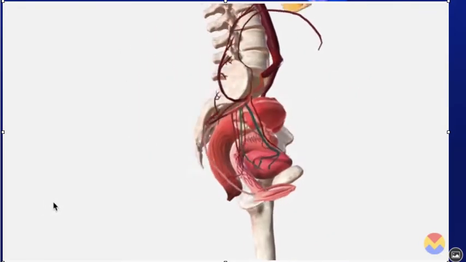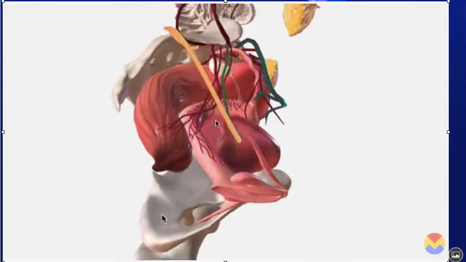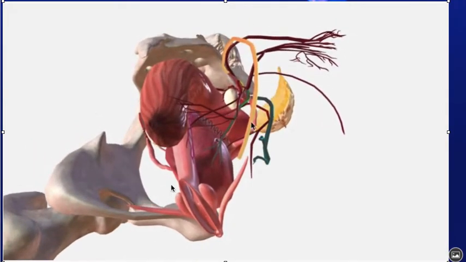Right, so these are the branches of the internal iliac artery supplying the organs in females. You can see the uterine artery, highly tortuous, and the vaginal artery. These are your vesical arteries, superior and inferior, supplying the bladder. Then we have the middle rectal artery, right? Then we have the inferior gluteal artery. Sorry, the internal pudendals are going to the labium, the external genitalia.